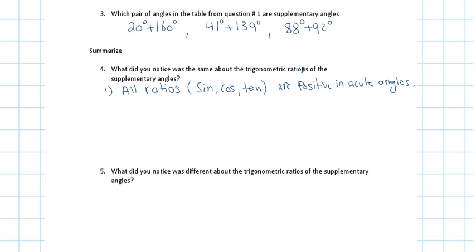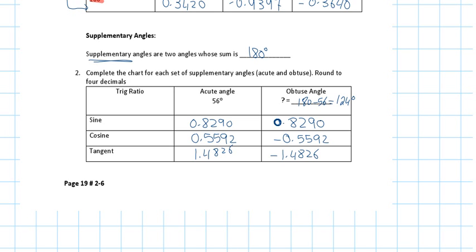And we've noticed that the sine of the acute angle and the sine of the supplementary obtuse angle are the same, the sine ratio, right? If I go back here, the sine of 88 and the sine of 92 are exactly the same. The sine of 41 and the sine of 139 are exactly the same. Sine of 20 and sine of 160 are exactly the same, right? No changes, not with the number and not with the sign. Okay?